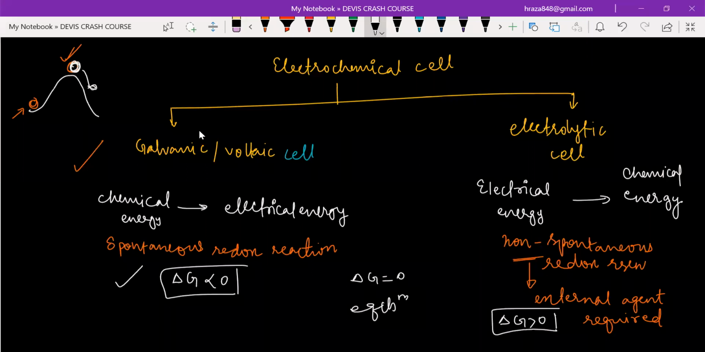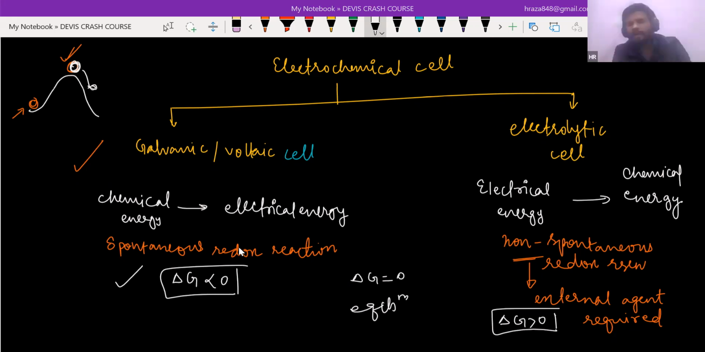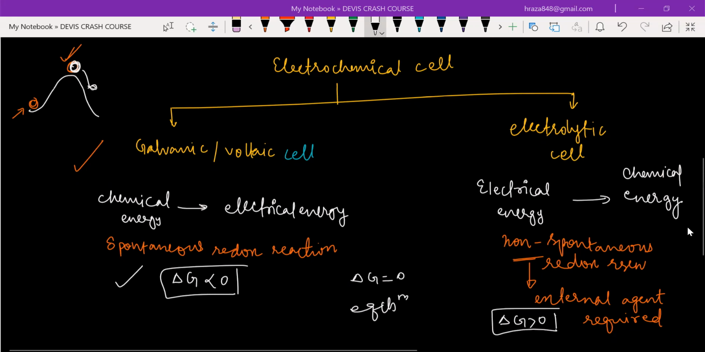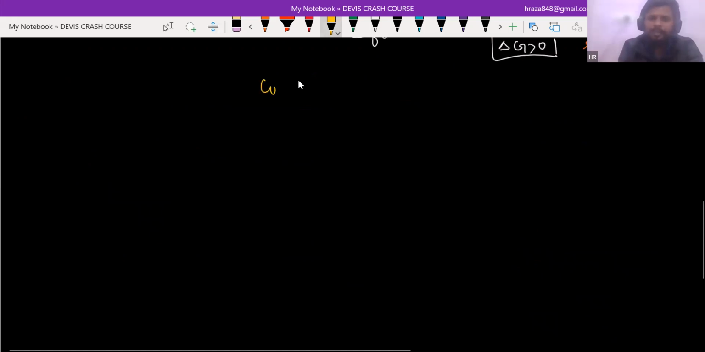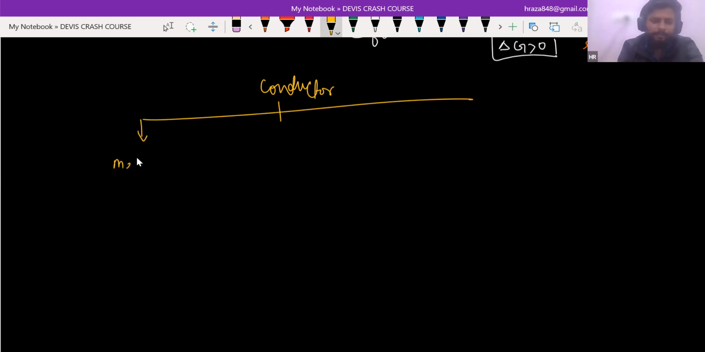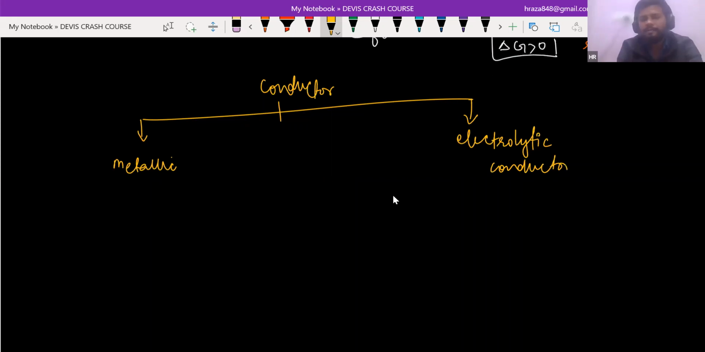Now it's very important to know what a conductor is. Electricity can pass through them. So we are not going to waste time there. This conductor is of two types. First is the metallic conductor, and second is the electrolytic conductor. Can you tell me the difference? We also call it ionic conductors.